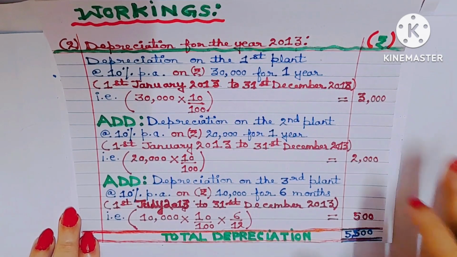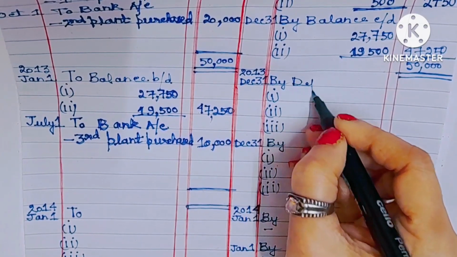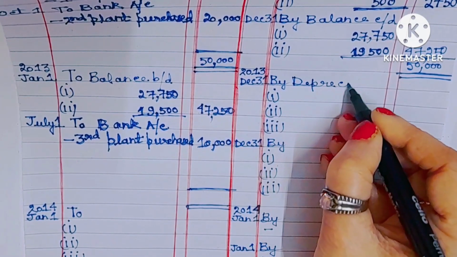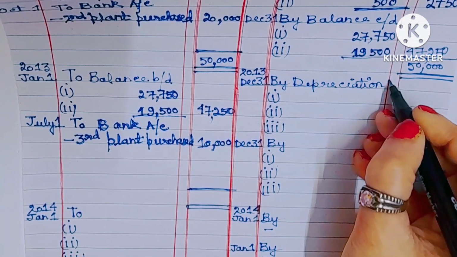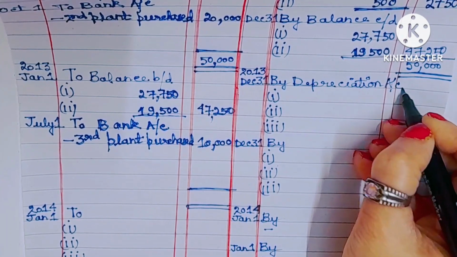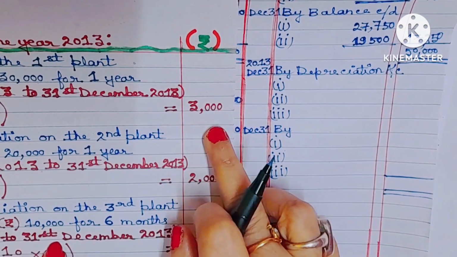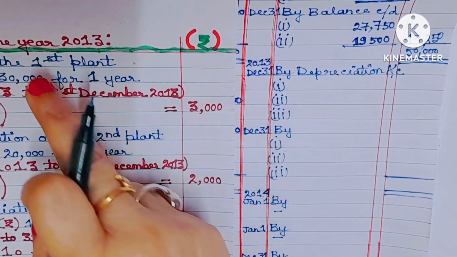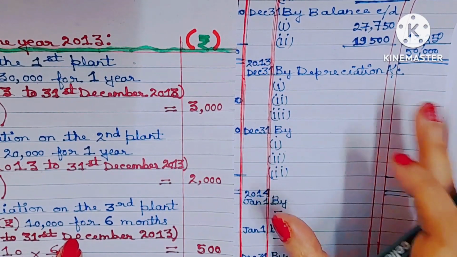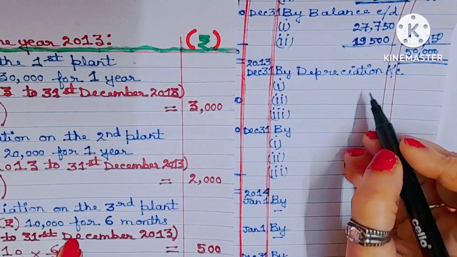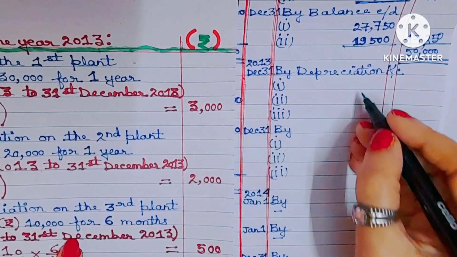Understood? Now let's write. Now we'll write by depreciation account. By depreciation account, see, depreciation on the first plant for the year 2013 is number 1. You got to show it separately since there is more than one plant. Depreciation for the first plant for the year 2013 is 3000. So we'll write 3000 here.